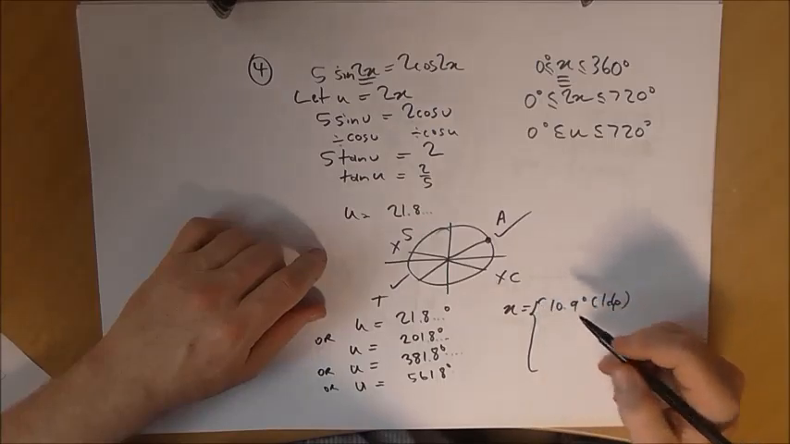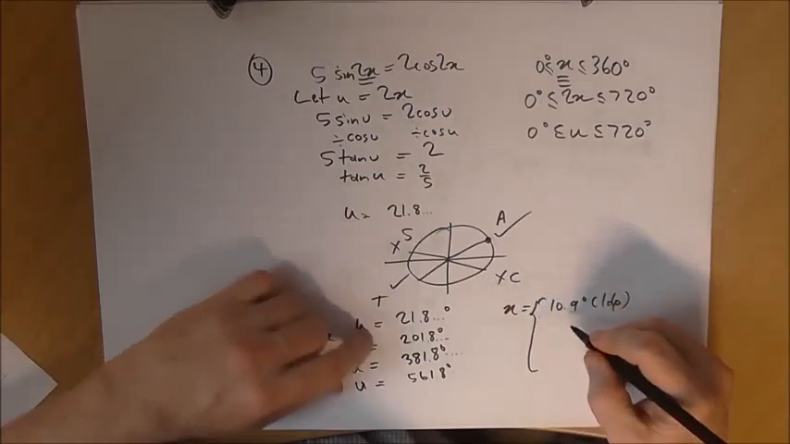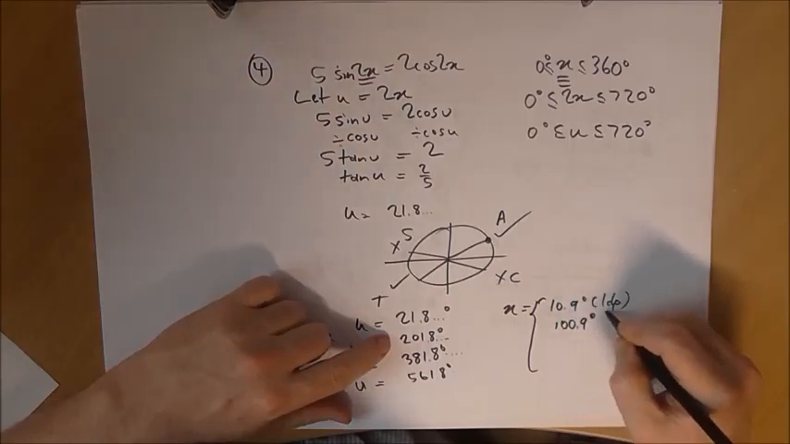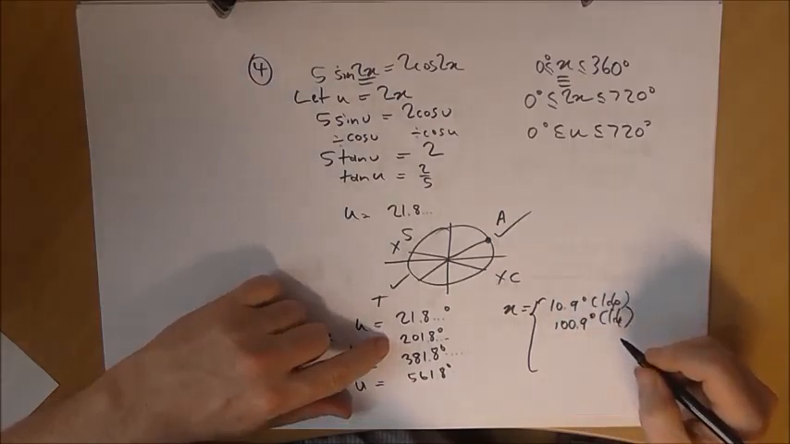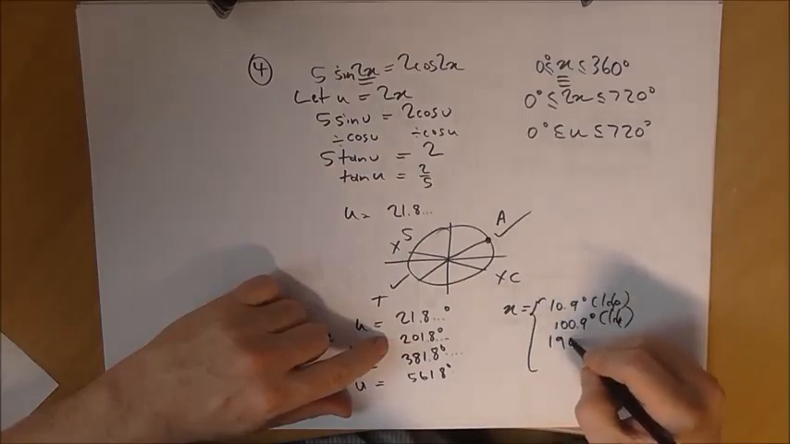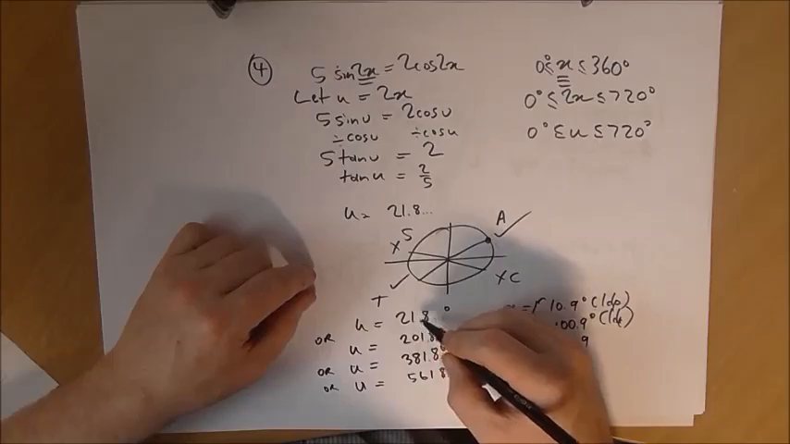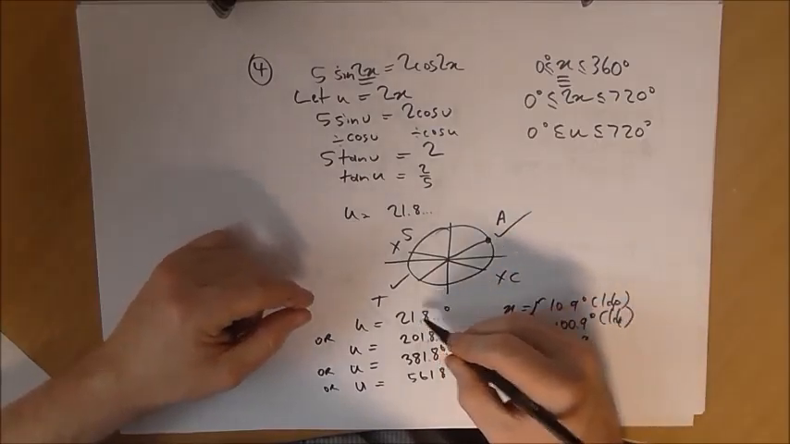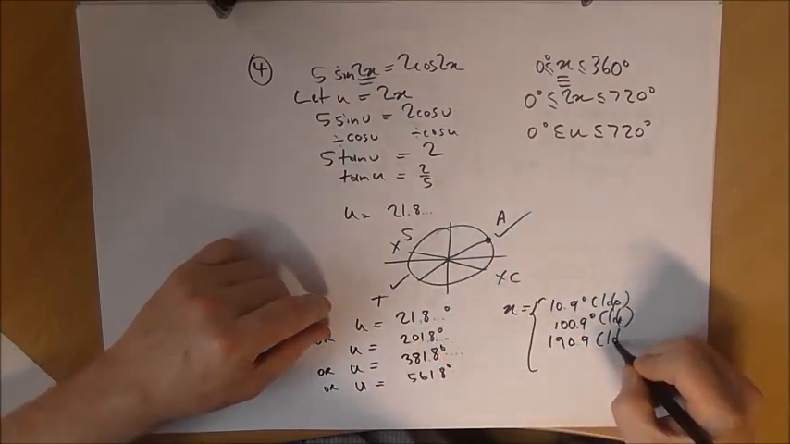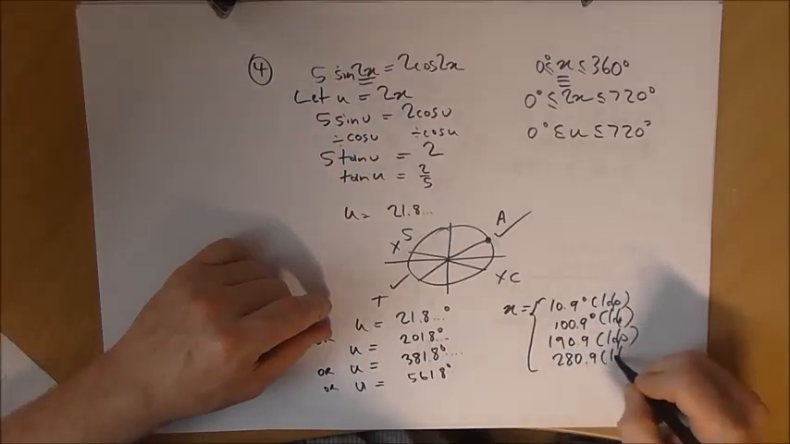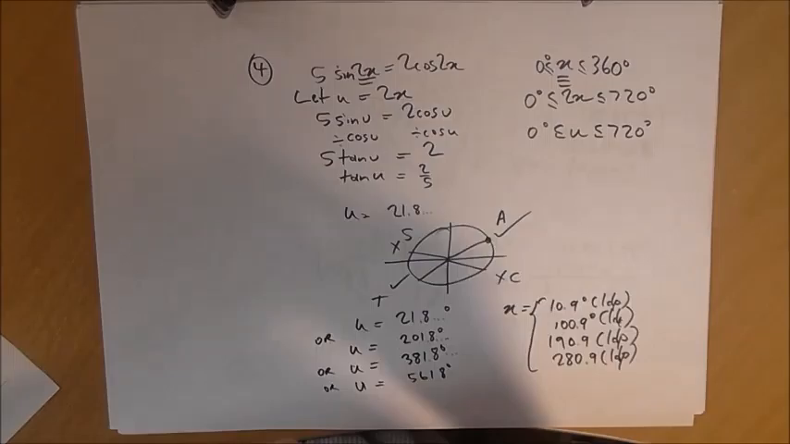Use of a curly bracket to show multiple possibilities for what it could be equal to. 100.9 down 1 decimal place. 190.9. What's going on here is I'm just saying that 2x equals this. So what does x equal? That divided by 2. And then finally 280.9. 1 decimal place, and that's your answer for question 4.